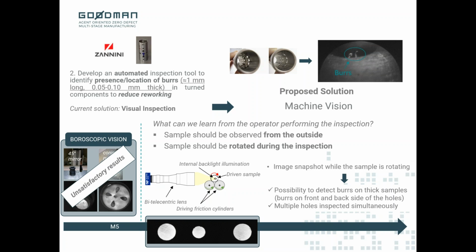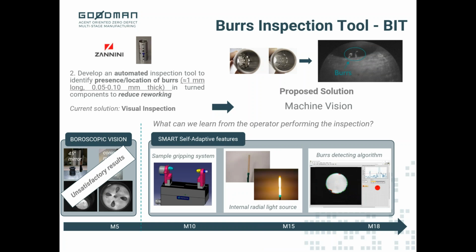Why is this solution important? Because there is the possibility to detect the burrs on thick samples. If you are rotating, you can really locate burrs on the front and on the back side of the holes, and at the same time, multiple holes can be inspected simultaneously. These are also some smart self-adaptive features that characterize this system.